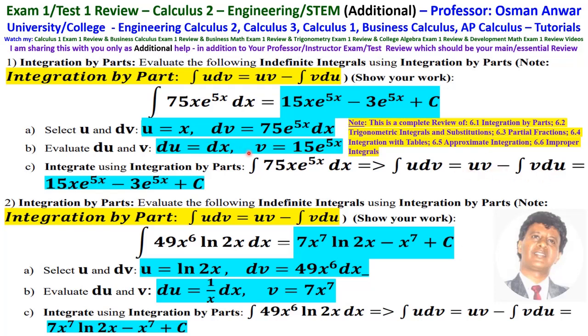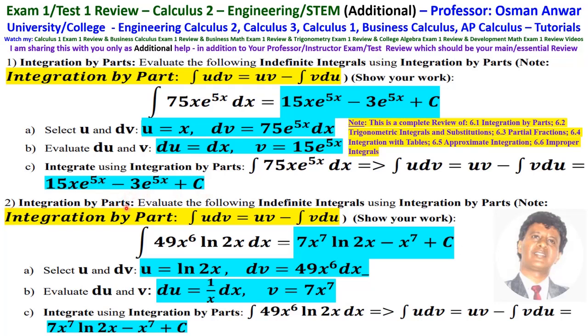uv is 15x e to the 5x minus the integration of 15 e to the 5x, which is 15 e to the 5x over 5, which is 3 e to the 5x plus c.